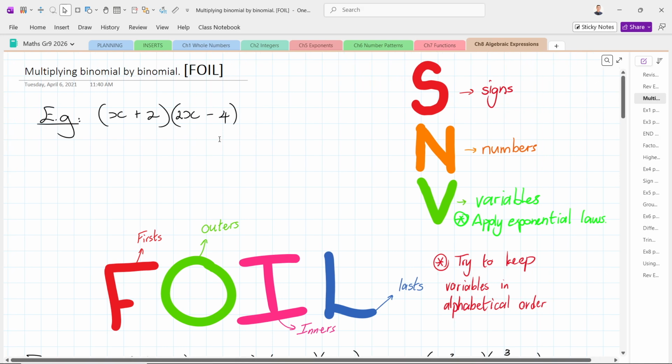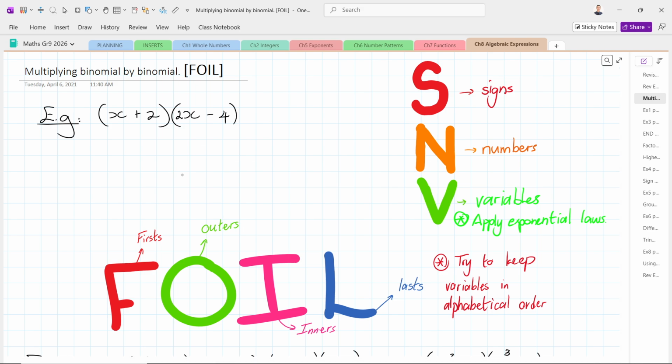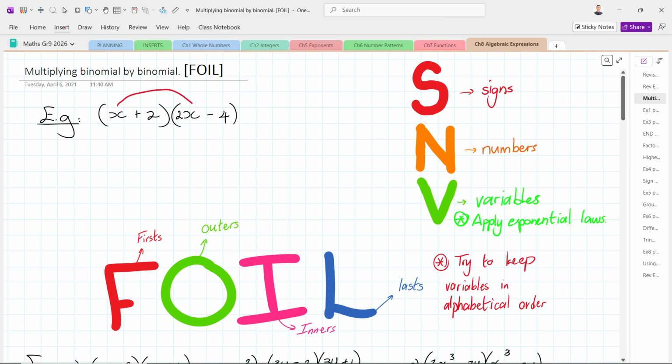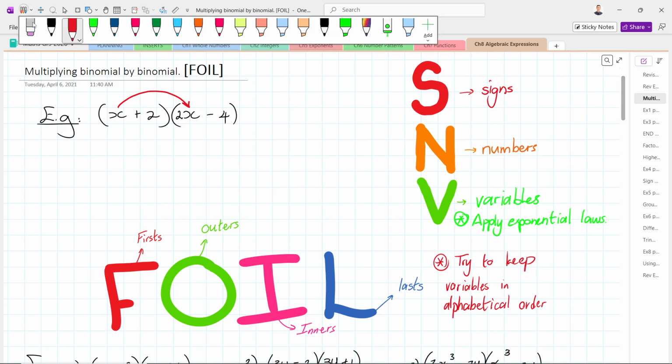Okay, let's have a look at how FOIL works. For the first couple of them, I'm going to stick to the same colors here, the red, green, pink, and blue, to show you what FOIL means. And we're going to keep drawing the little arrows as well. So FOIL means that I multiply the firsts together, so the first ones in both brackets. So let's do that. I'm going to multiply the ones that appear first in both brackets. So that's the x and the 2x.